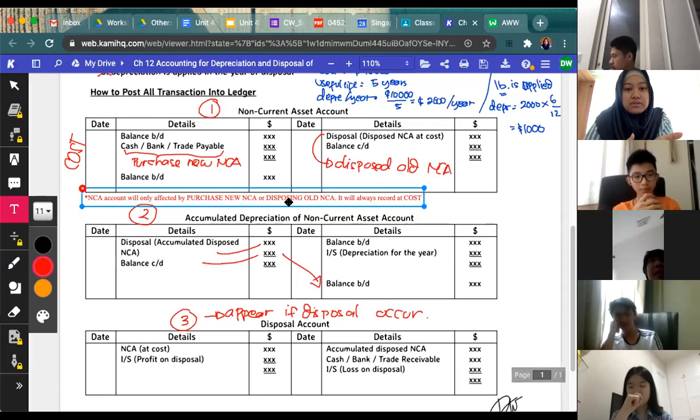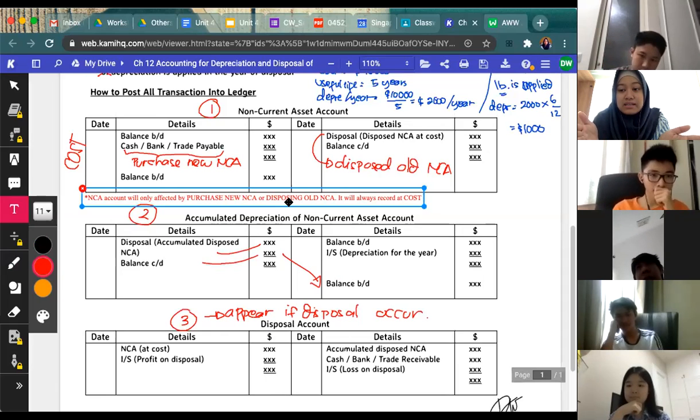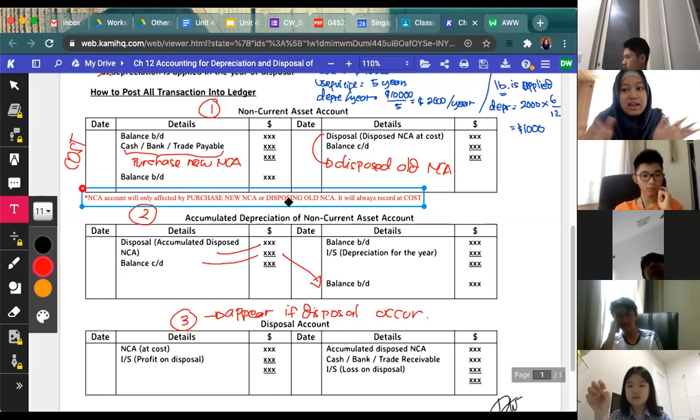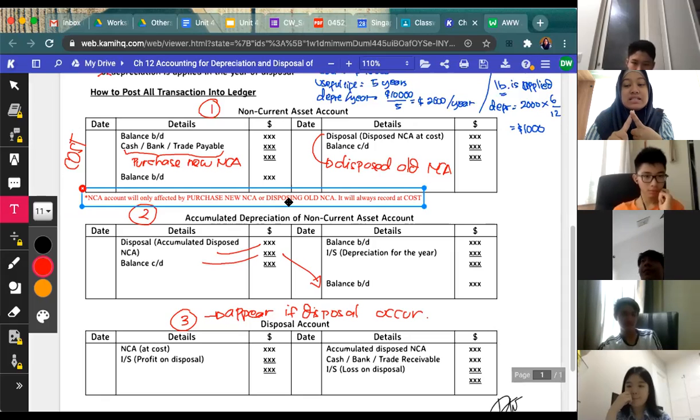If you bought at 10,000 and then after 3 years you bought a new one with the same price, 10,000, that means yes, it's the same. But usually it's going to be different. They'll tell you, definitely, everything will be explained. Everything will be given except the depreciation amount and accumulated depreciation, because that's the one that you need to calculate.